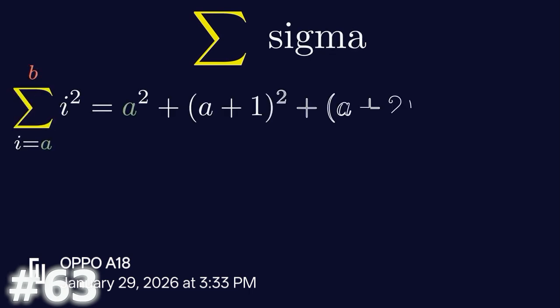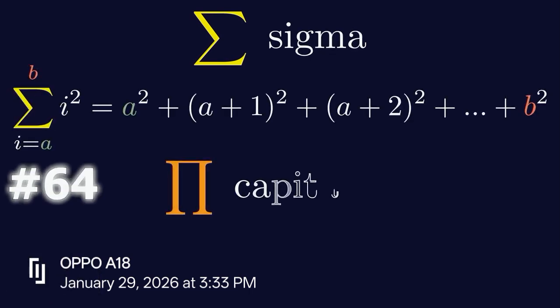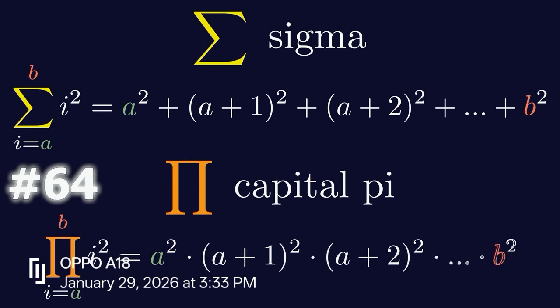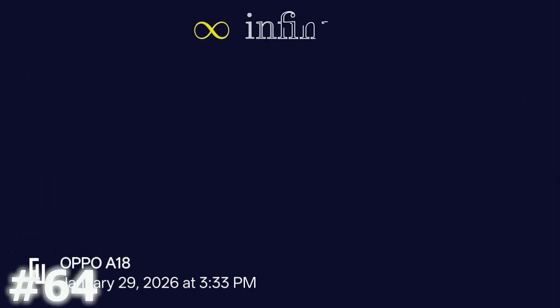Greek letter sigma is used to denote summation of a series of terms. Capital Pi works the same as sigma, but it denotes a product. Infinity symbol denotes a concept of unlimitedness. It signifies a value that is greater than any finite quantity.